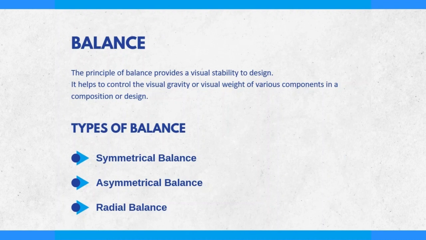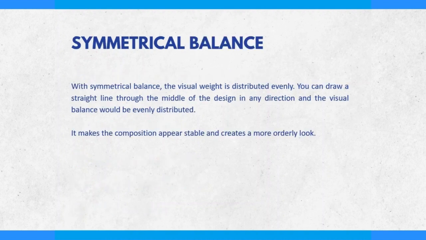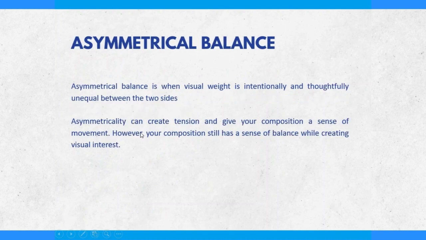Now, there are different types of balance. We have the symmetrical balance, the asymmetrical balance, and the radial balance. With symmetrical balance, there's even distribution of the visual weight in the design. If you draw a straight line in the middle of the design, you'll find out that on both sides of that design, the elements are equally arranged, and it gives a very stable and orderly look to your design.